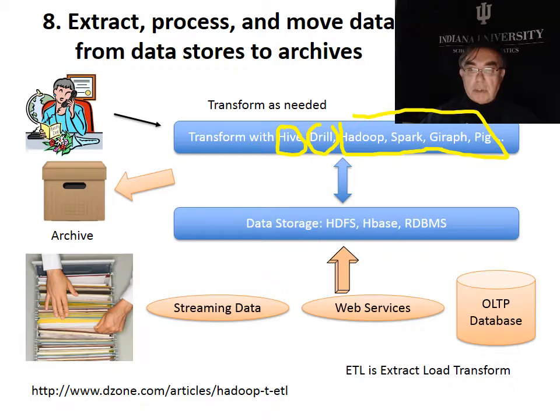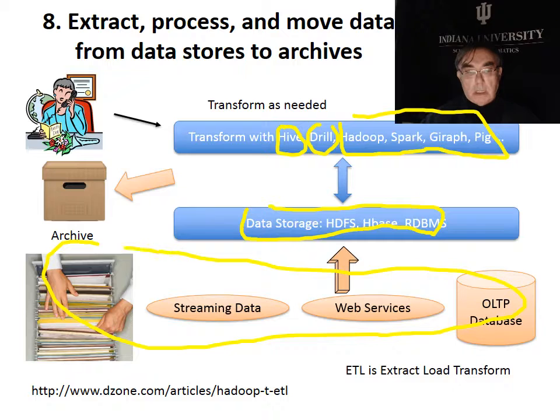Here are all our transformation tools. Typically, we might actually put Hive and Drill above Hadoop and Spark, etc. And here we have our storage, and we have exactly the same sources of data. And then instead of sending it to a warehouse, we put it into our archive for looking at later if we really need to. So that's a variant of the warehouse problem.